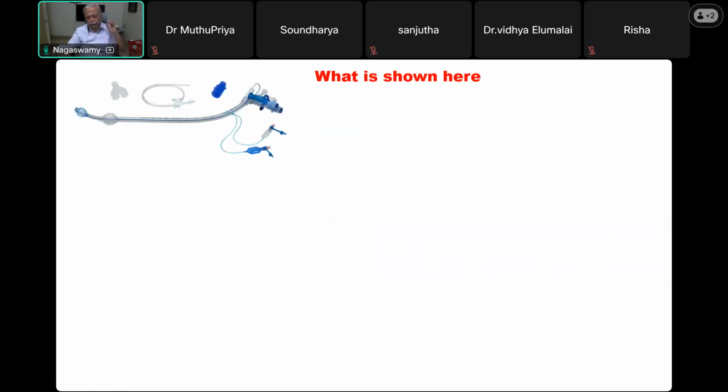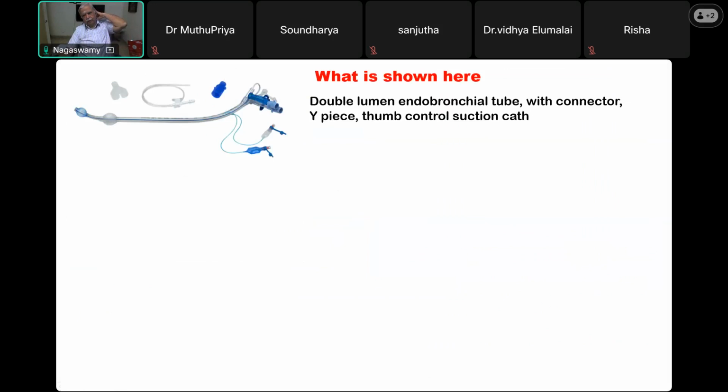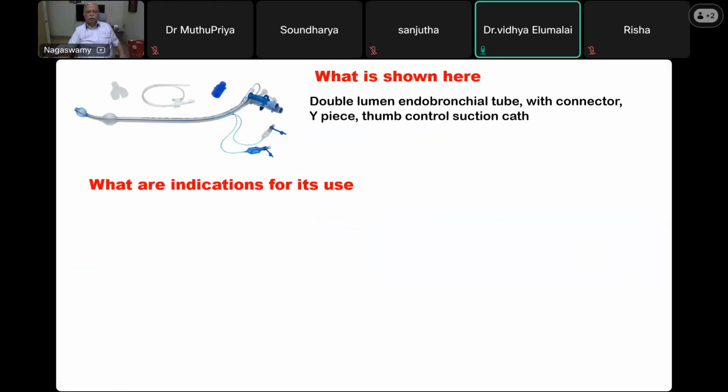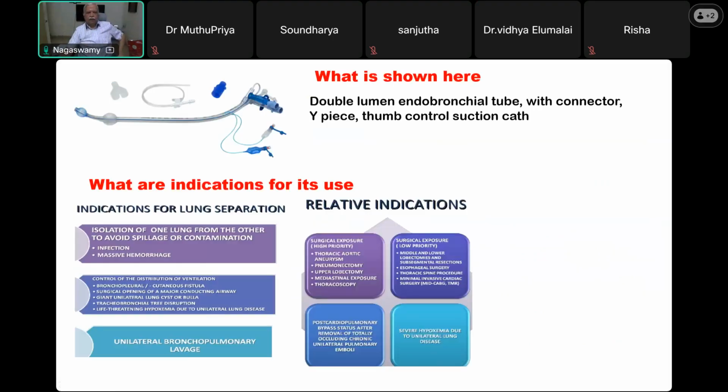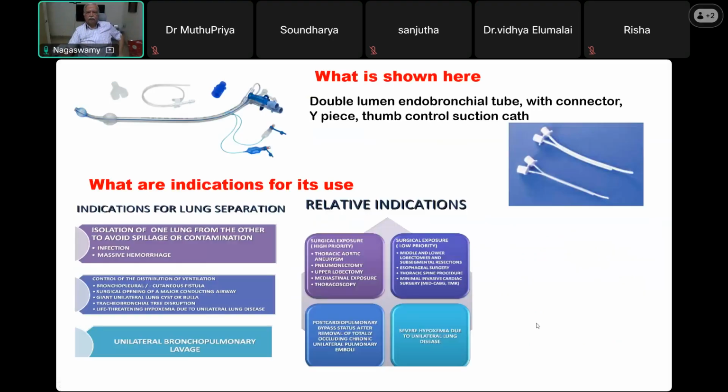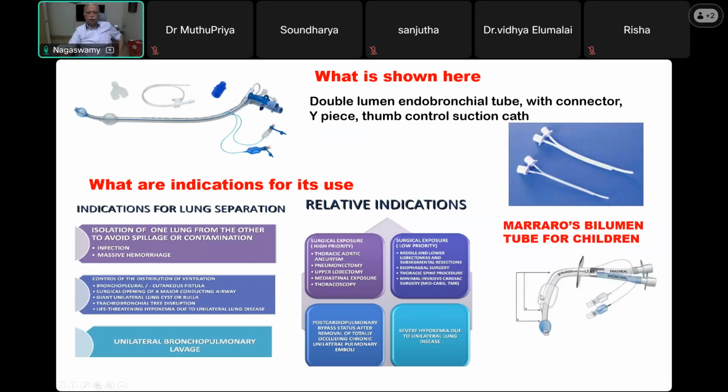What is shown here? Double lumen tube. Very good. The weight is thumb control. What are the indications for a double lumen tube? Absolute and relative. All of you know about that. So, lung separation. Can you identify this? This is for pediatric use. This is called the Marraro bilumen tube for children, where you want to do lung isolation. And this is a DL tube for patients with tracheostomy.